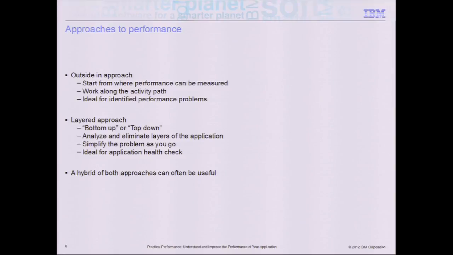The other side to this is the layered approach, which is probably more appropriate if you're starting off just doing general performance improvements. So I want to health check my system, and I want to see if there's any glaring bottlenecks that I can start working on. So when you're taking the layered approach, obviously there's two ways you can approach layers. You can either start at the top and work down, or you can work at the bottom and work up. Now, I always advocate starting at the bottom and working up.